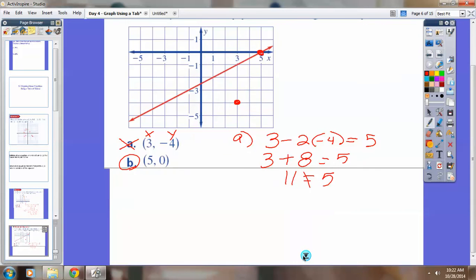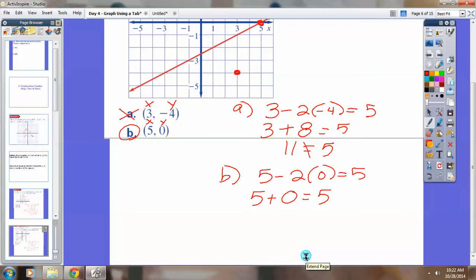Try part B. Let's put 5 in for x and 0 in for y. Negative 2 times 0 is 0. Is 5 plus 0 equal to 5? It is. So that worked. When I plugged that second ordered pair in, it worked. It made my equation true. So that tells me that it is a solution. Any questions on how to tell if your ordered pair is a solution or not?